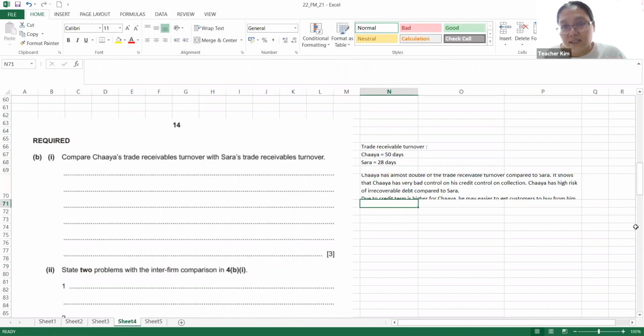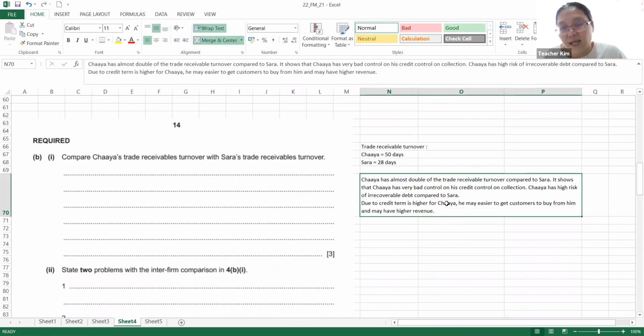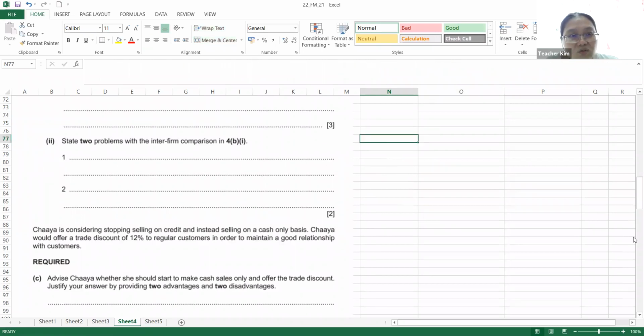This is just an assumption, because normally if you give people a high credit term, then you should get more people to come to buy from you. That is one of the good things that he has. But this one is 3 marks. I think the first paragraph should be enough. Okay, now next, state 2 problems with the inter-firm comparison.